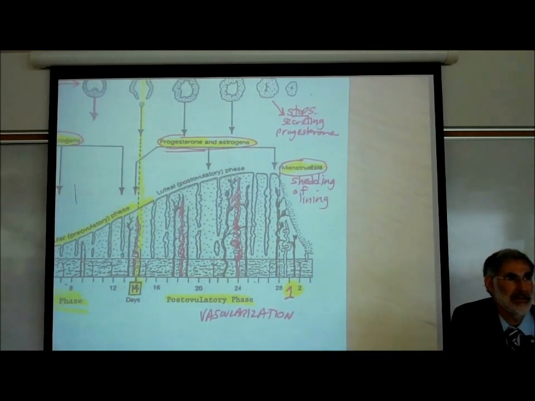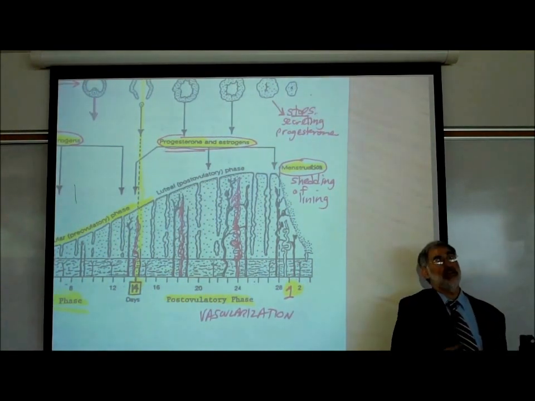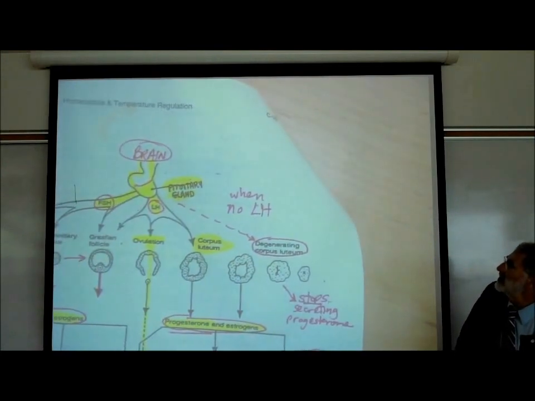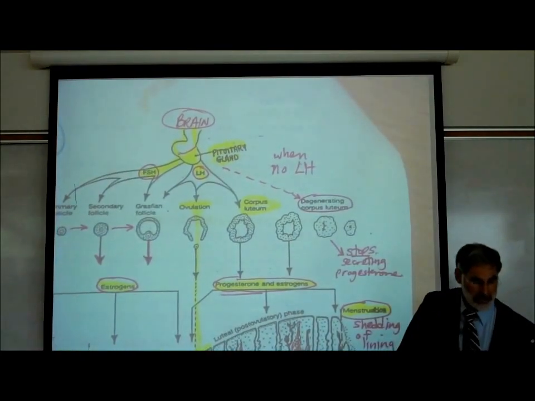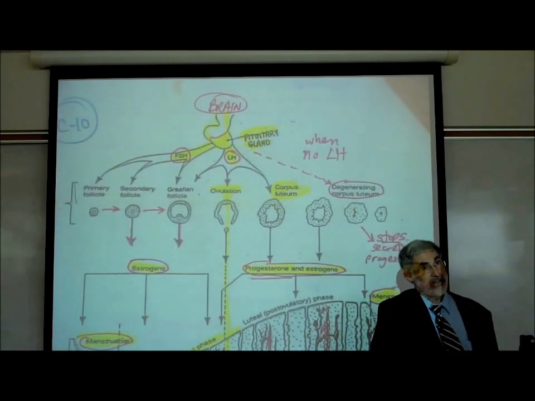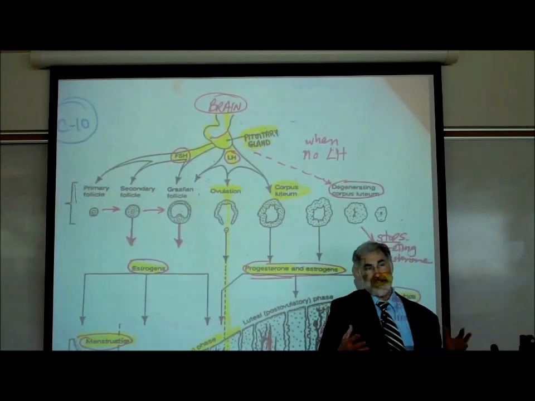Question? Yeah. When women are athletes, it's very common that they don't have their period. Is that because they're not producing the progesterone? Yes. Remember, ultimately, what did I really say controls this? The brain. So it ultimately goes to the brain. There's also an issue of body fat.